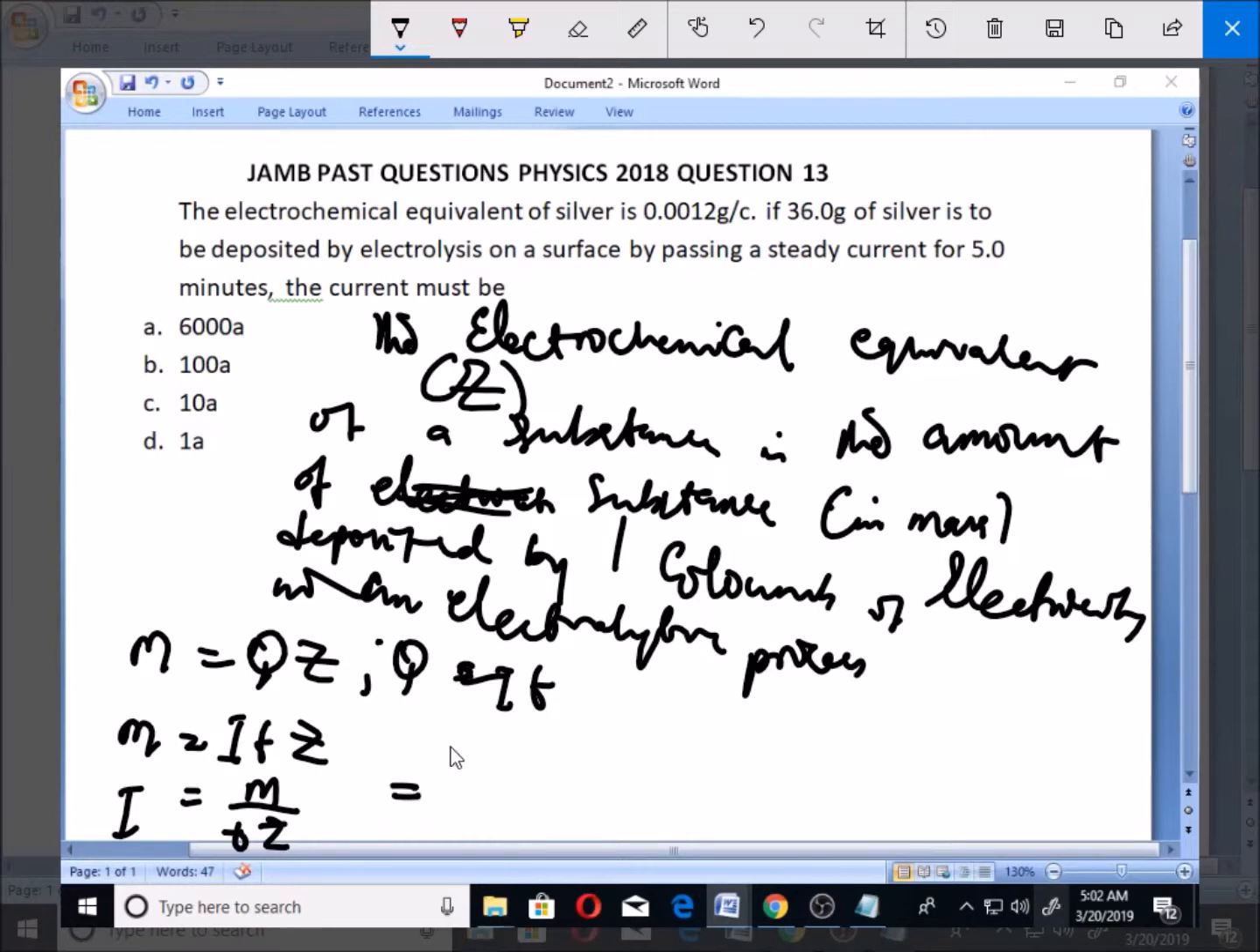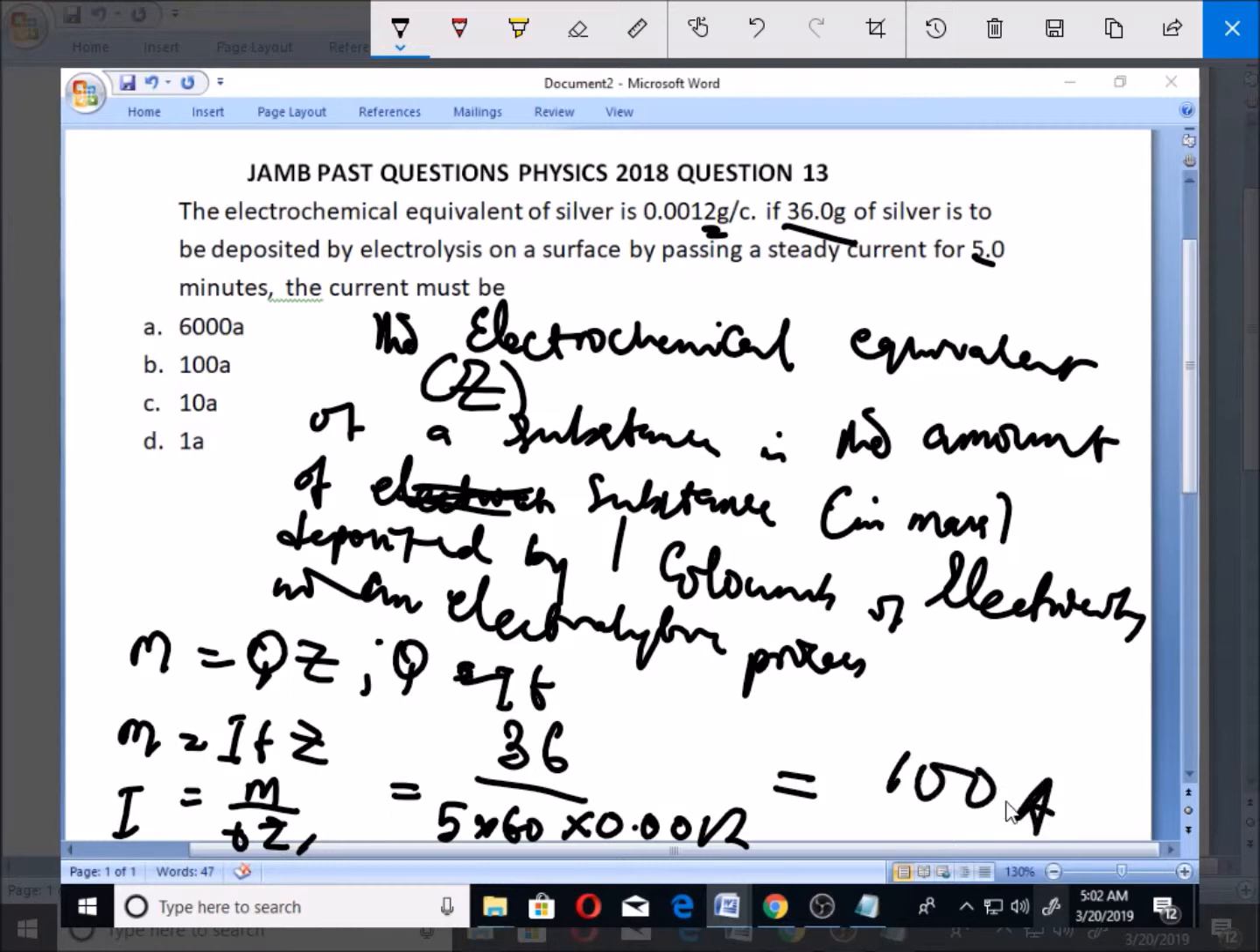So the current is equal to mass. Mass, as we have here, is 36 gram, 36 all over T. T is the time. We have T here as 5 minutes. We need to convert it to seconds, so it's going to be 5 times 60, times Z, which is the electrochemical equivalent, which is 0.0012. So if we press our calculator to solve down, we are going to find out that we have 100 amperes.